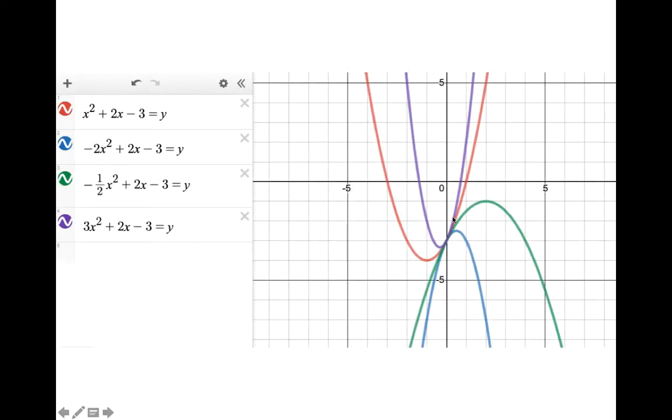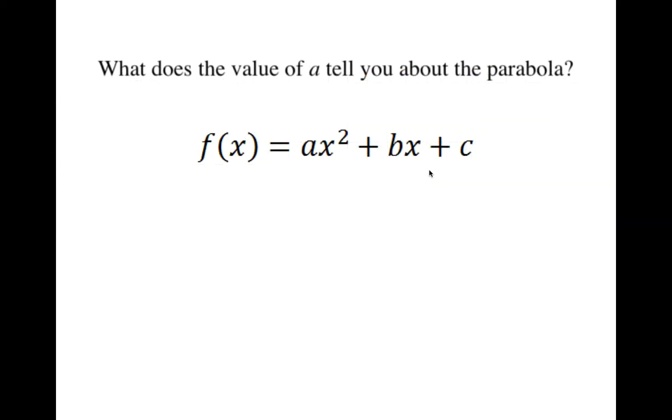Here's my original, in red. And then when I did the -2, it flipped over the x-axis, so it's upside down. And you can tell it's a little skinnier, which you would expect with a 2. Here it's a -1/2, so it's going to flip over once again, so that's the green one, but it's a little wider than the original red graph. The purple one, multiplied by 3, is still opening up, but it's skinnier, which is what we would expect as well. So in conclusion, it's the same effect as the A that we saw in the vertex form.